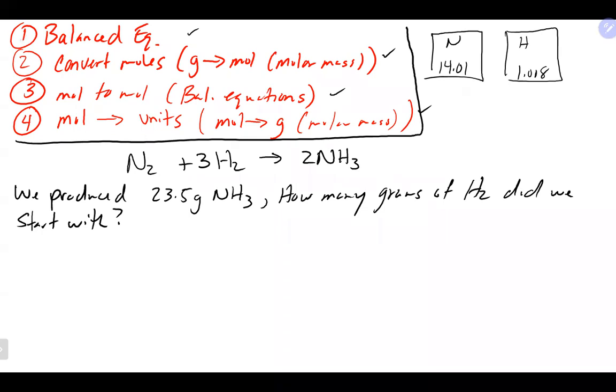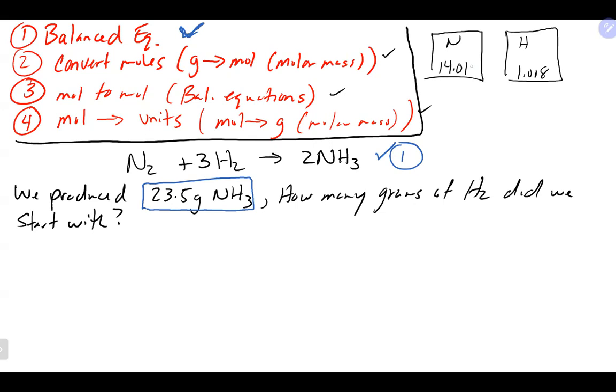So step number 1 is to balance the equation. I see coefficients, so that is done for sure. So we're good there. Step number 2, we want to take whatever they gave us, which in this case is 23.5 grams of NH3, and we want to convert it to moles. So we do need to do that step.